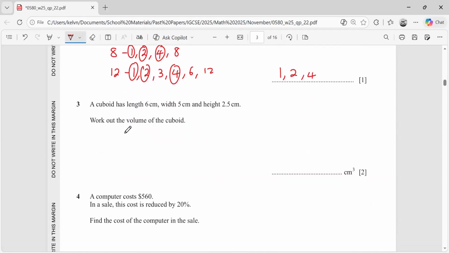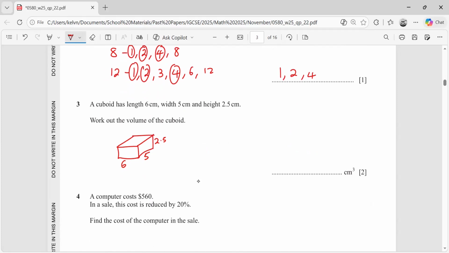Okay, nice. Now we move on. We're told a cuboid has a length of 4 centimeters. A cuboid looks like that. Has a length of, okay, we can say 6 centimeters, a width of 5 centimeters, and a height of 2.5 centimeters. It says work out the volume of the cuboid.